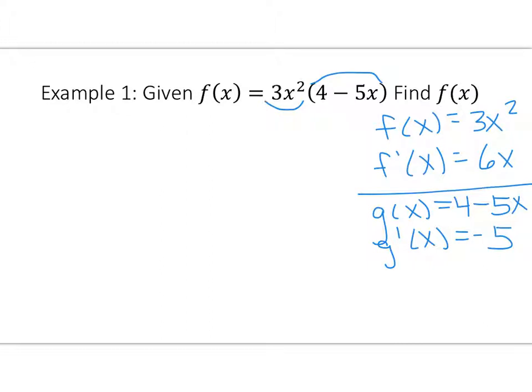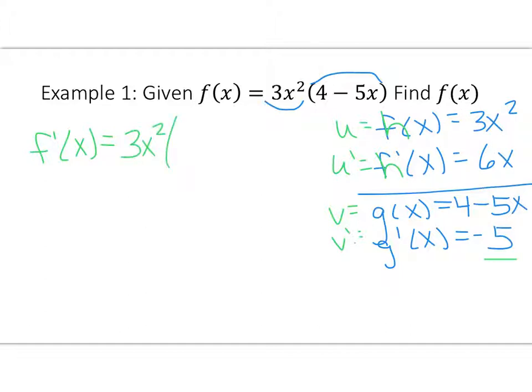So now when I want to find my derivative of the whole thing, which is f prime of x, and that's why sometimes we use u and v. So that's u prime, that's v prime, because we don't want to get confused with f and f. Maybe I should call that h and h prime. To find f prime of x, I'm going to take the first, which is 3x squared, times the derivative of the second, which is negative 5, and then I add to that the second times the derivative of the first. And then I got to clean that up.